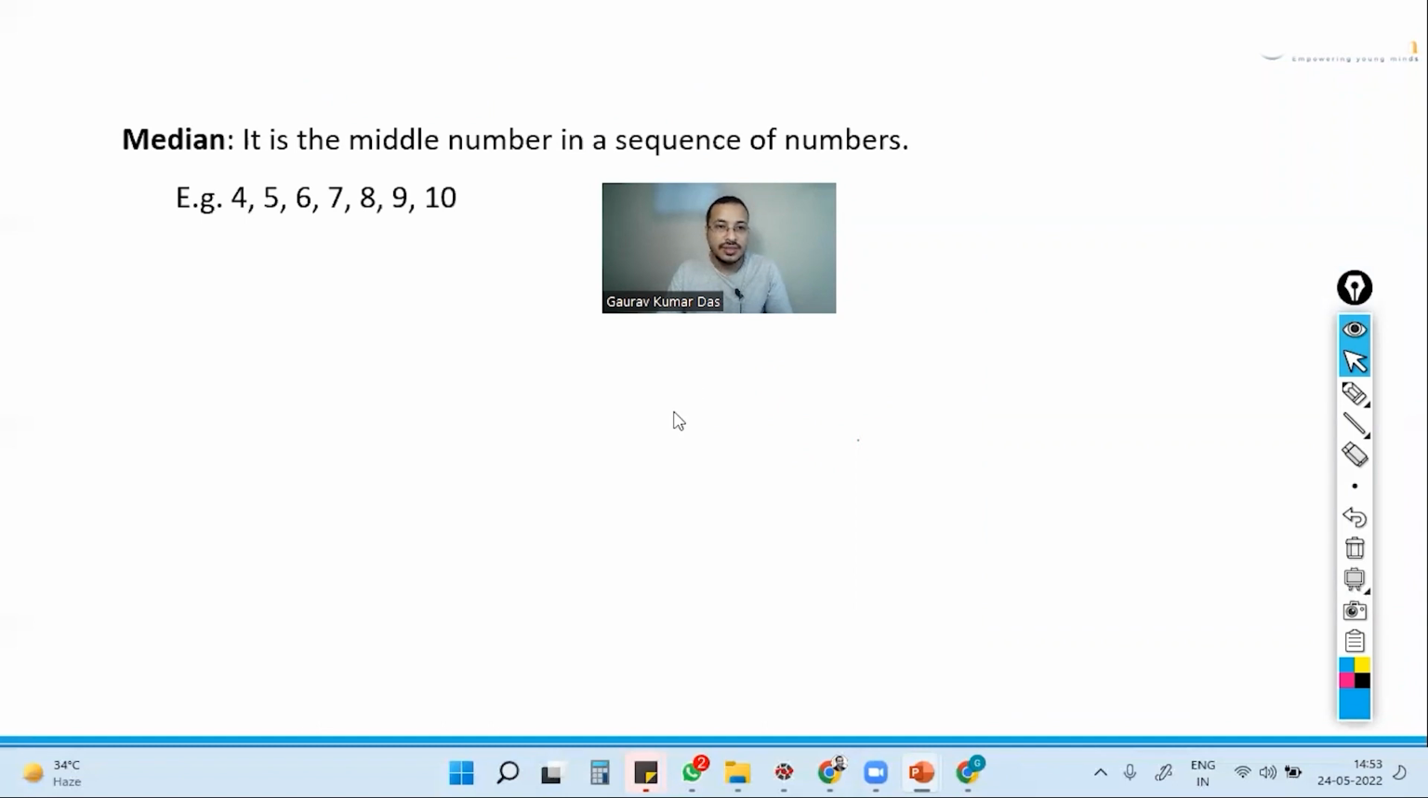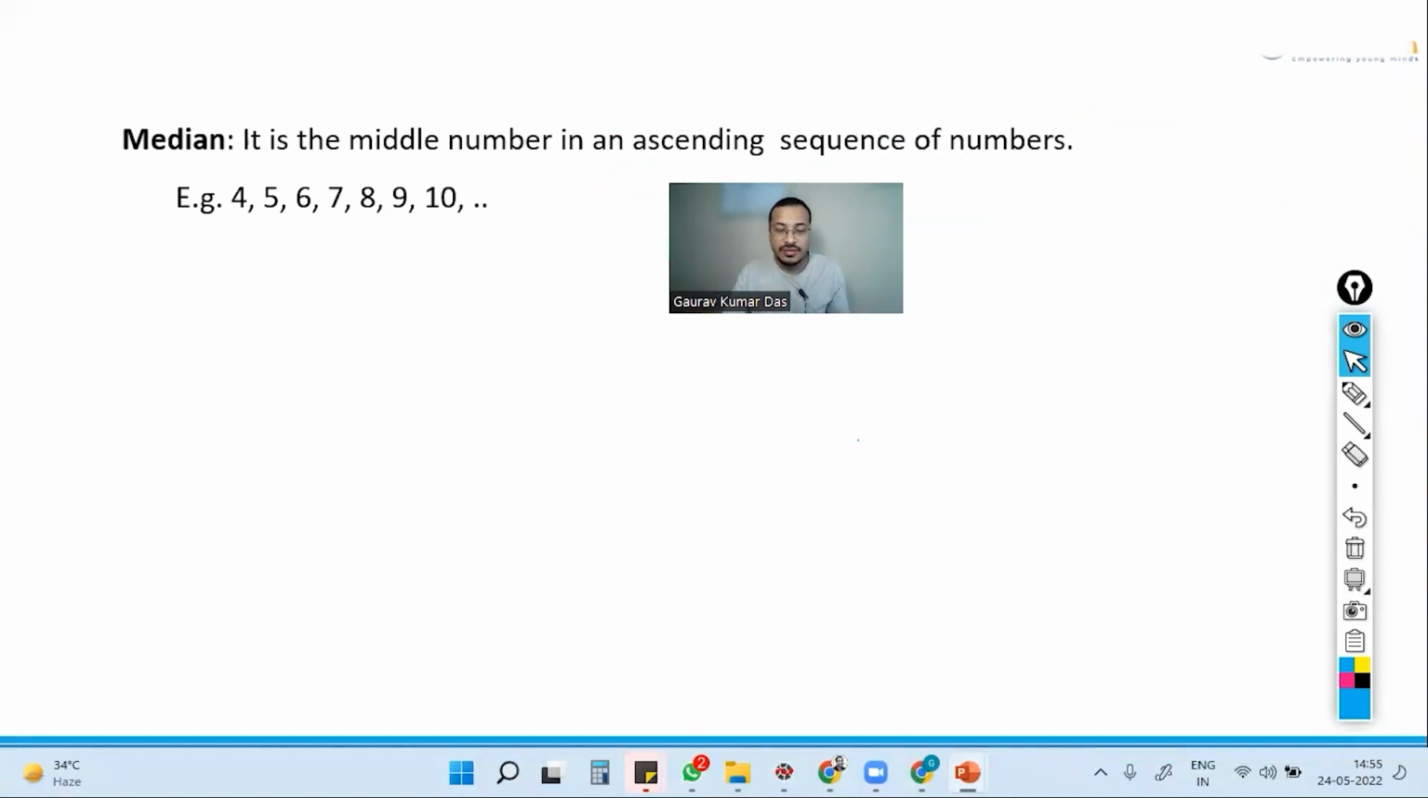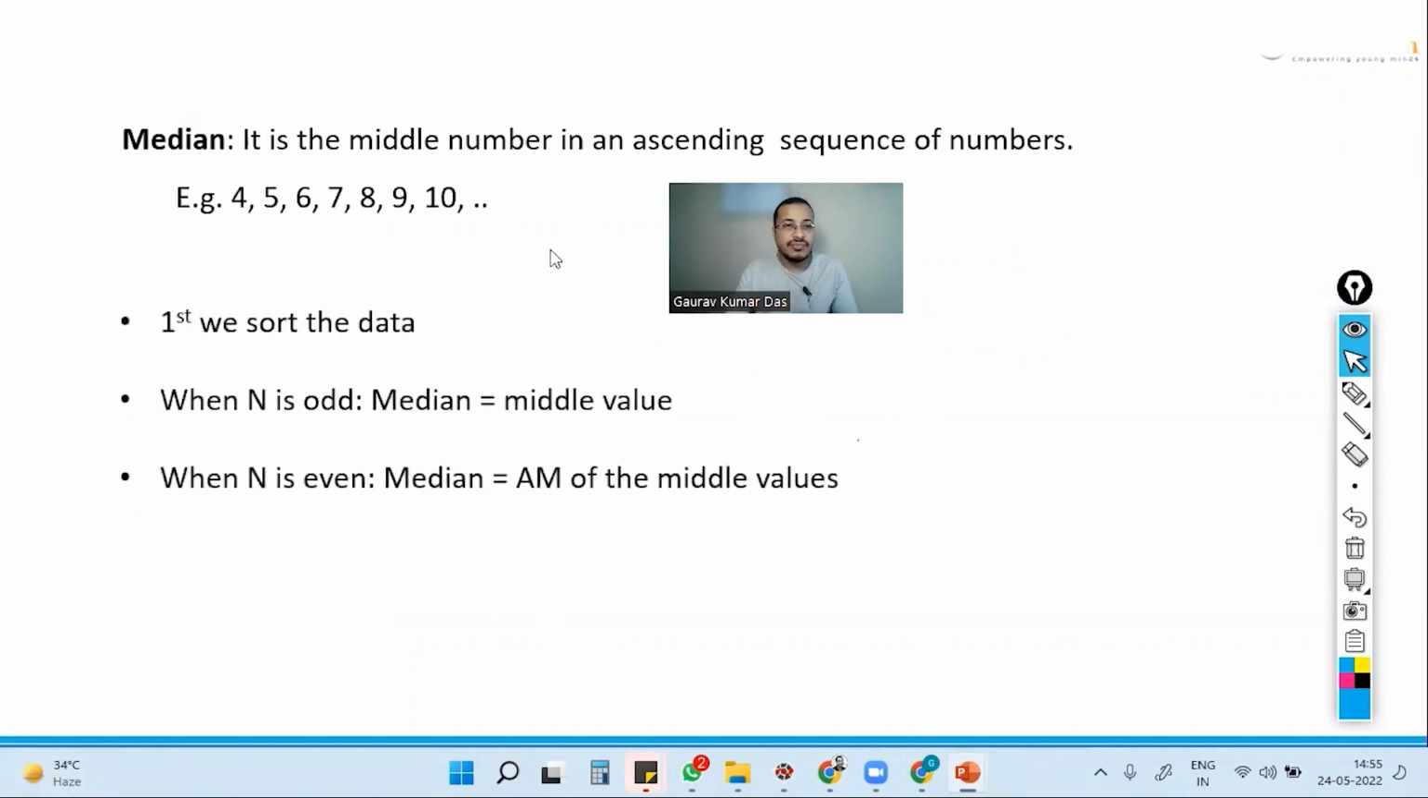So the next measure of central tendency is median. What is median? It's the middle number in a sequence of numbers. If you have a sequence of numbers, especially in ascending order of magnitude, guys, this should be ascending. For example, we have 4, 5, 6, 7, 8, 9, 10 in ascending order. It can be floats, it can be anything. First, we sort the data in ascending order of magnitude. Then, when n is odd, the median is equal to the middle value.